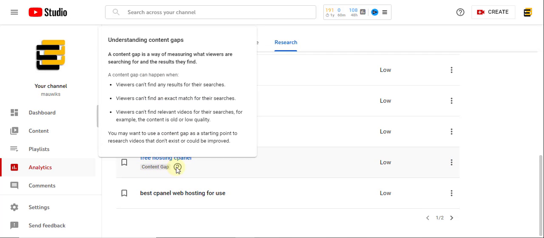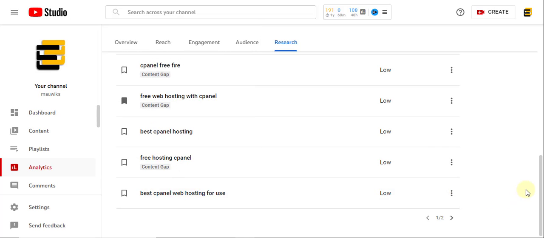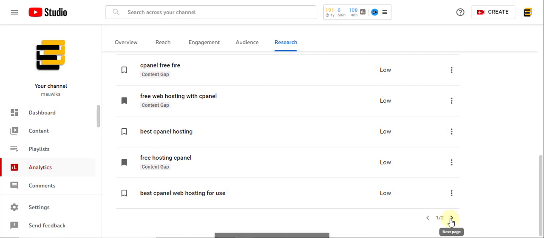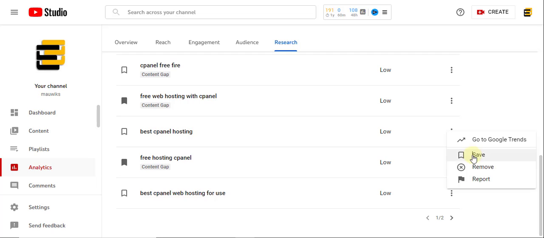You may want to use a content gap as a starting point to research videos that don't exist or could be improved. As per YouTube, a content gap is a way of measuring what viewers are searching for and the results they find. A content gap can happen when viewers can't find any results for their searches. Viewers can't find an exact match for their searches. Viewers can't find relevant videos for their searches. For example, the content is old or low quality.